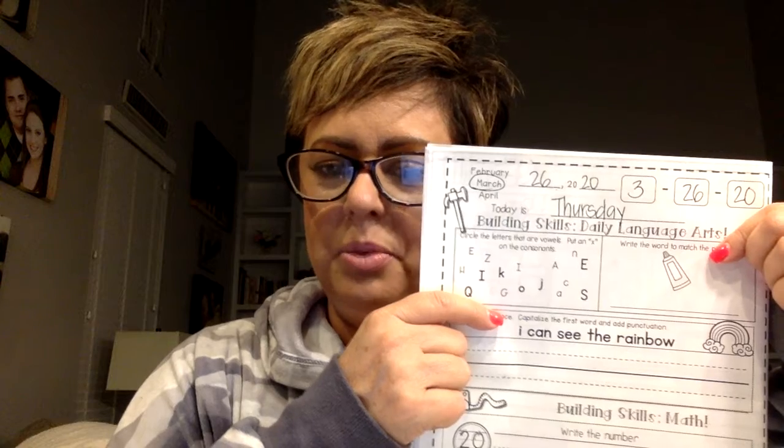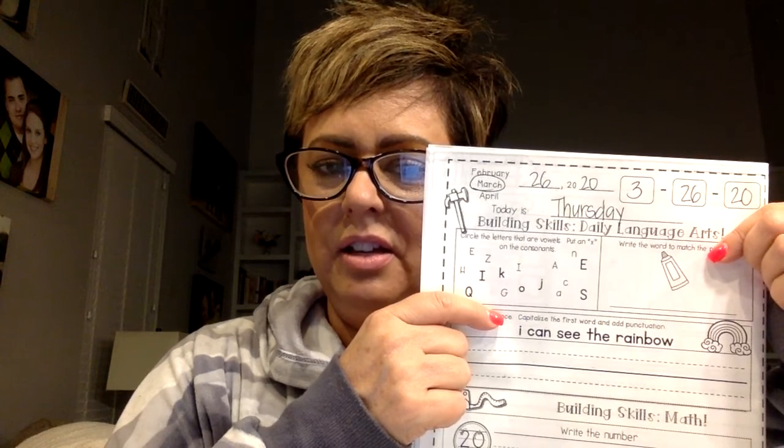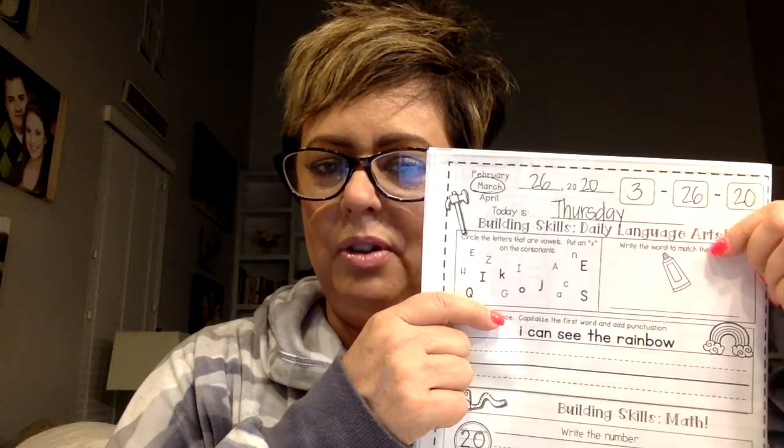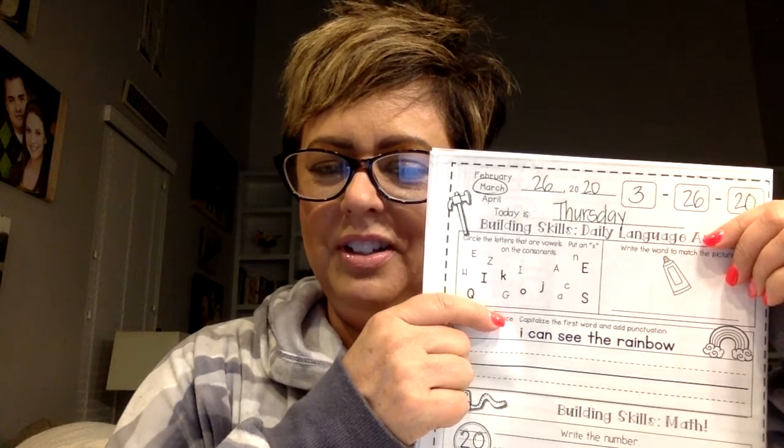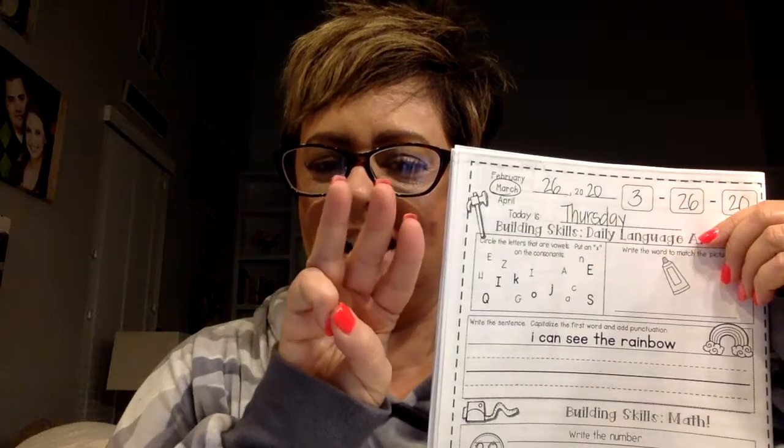Okay, the next thing that you're going to do, right here, it says circle the letters that are vowels, put an X on the consonants. So remember, what is a vowel? There are 5 vowels. First one is A, E, I, O, and U. So we're going to look for the vowels first and circle them. Okay, look at your paper. You circle the vowels and I'm going to circle the vowels. And we'll see if we've got the same ones.